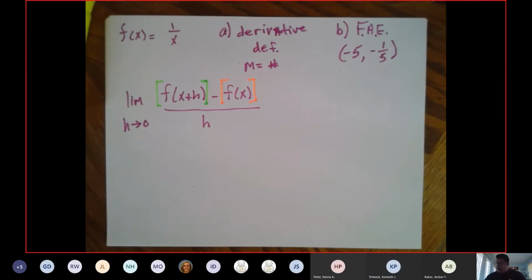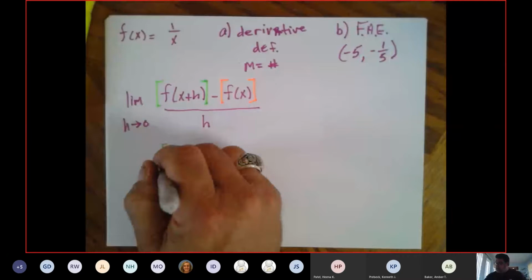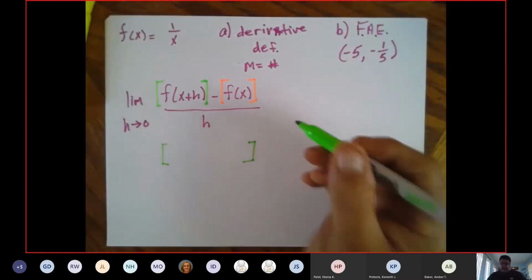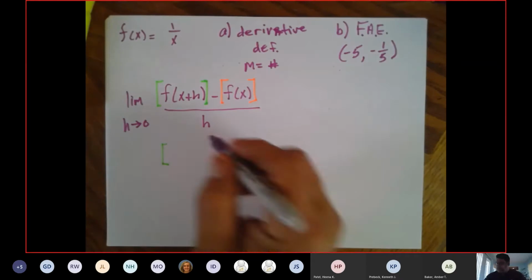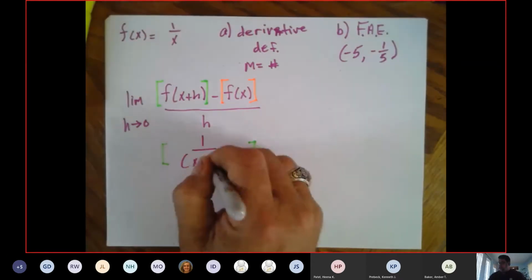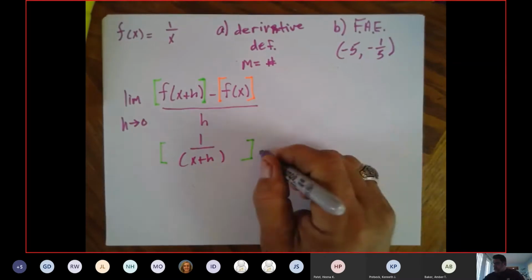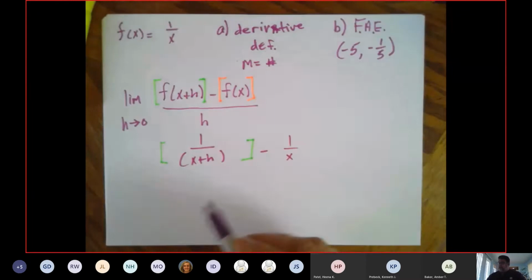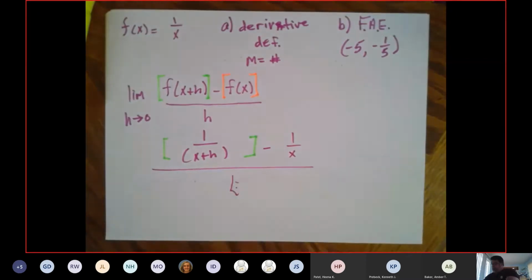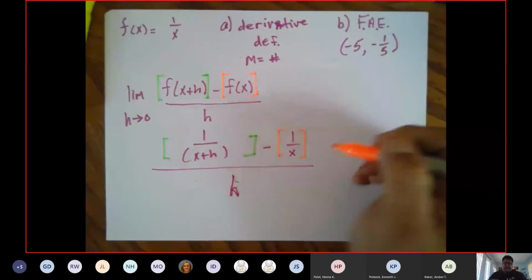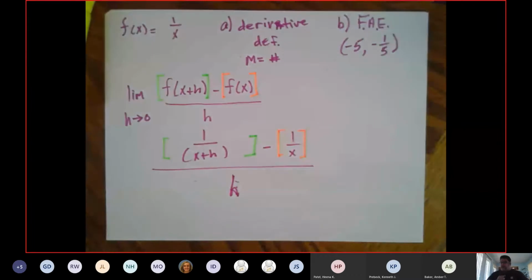I'm going to take my verde, and I'm going to do 1 over parentheses. And of course, that's going to be x plus h. And then minus 1 over x, all over h. Now, of course, the first thing y'all gonna do is spaz out and probably quit, because these are rational functions. And since most of y'all suck at algebra, you would probably suck at this, right? Yes or no?